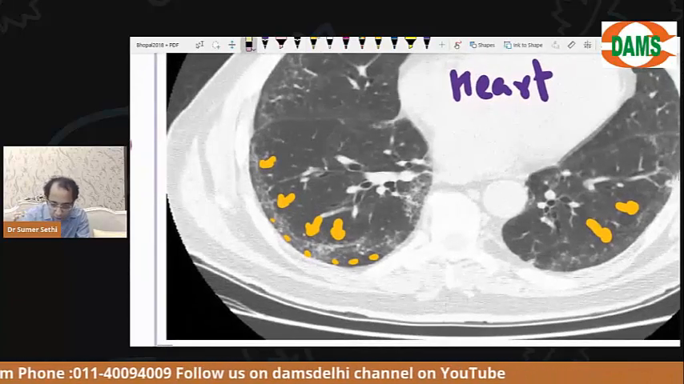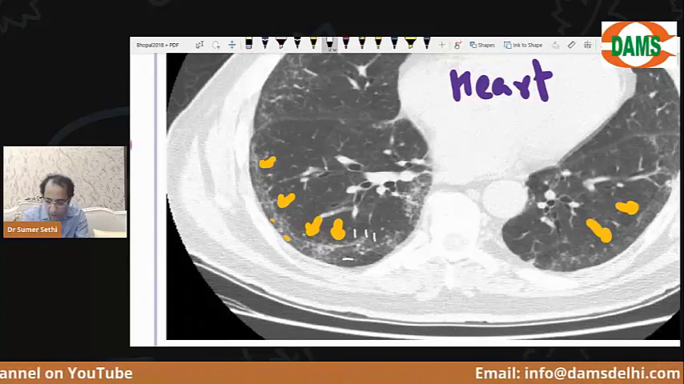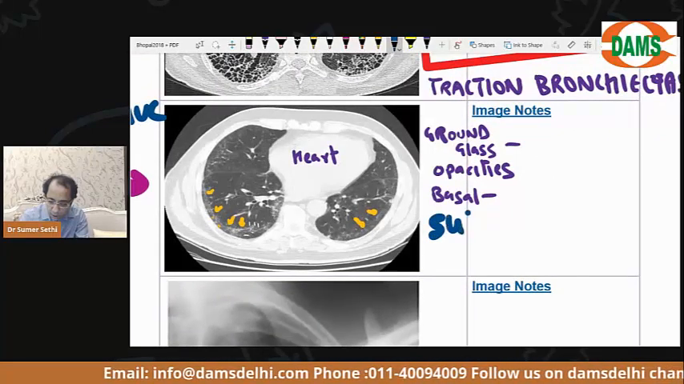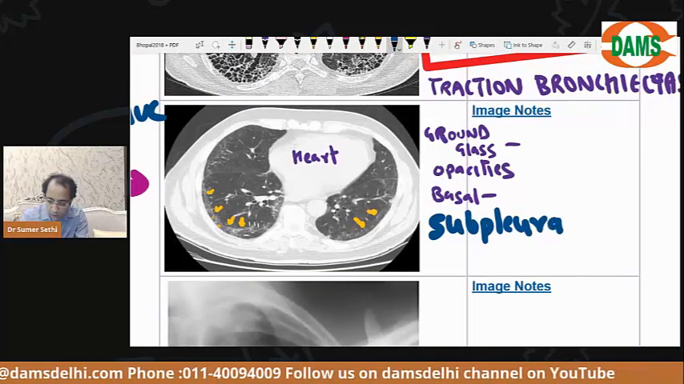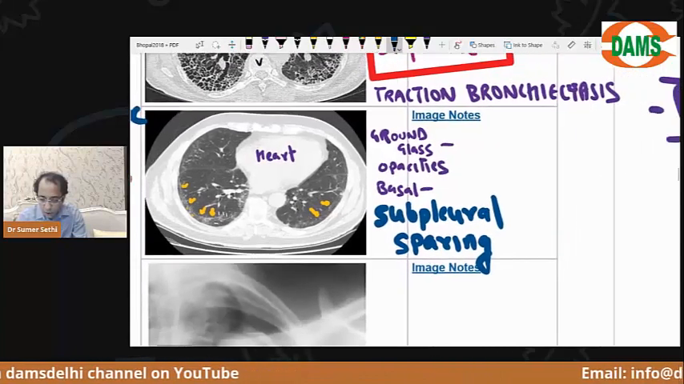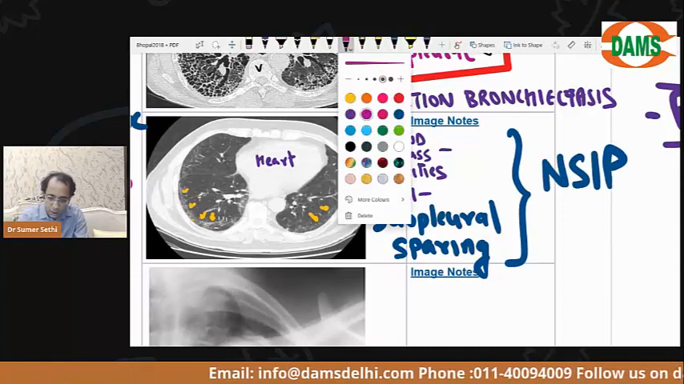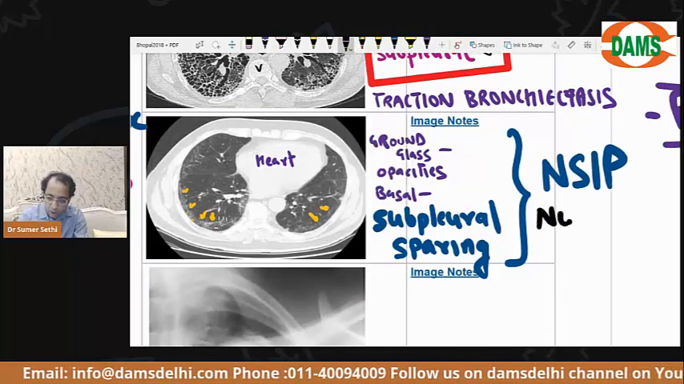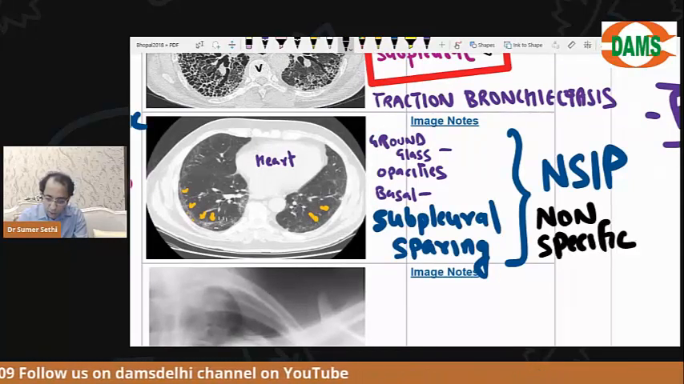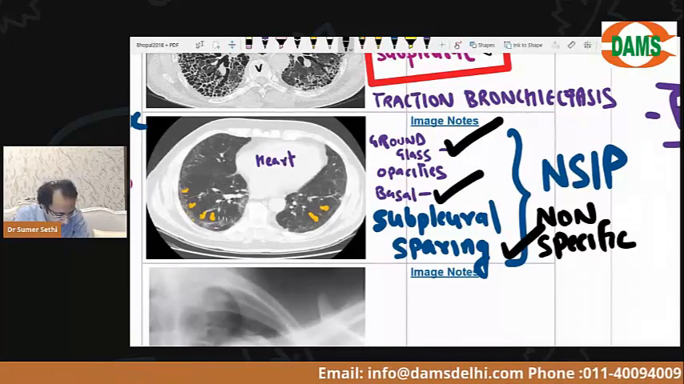प्लूरा के साथ में जो एरिया है वो नॉर्मल है. यहां पे देखें बच्चे, ये एरिया नॉर्मल है, उसके ऊपर बीमारी है. That means I am going to use a term, subpleural sparing. Okay, this is called as NSIP. What is NSIP? Full form? Non-specific interstitial pneumonia. Again, here you will have ground glass opacities, basal predominant, subpleural sparing, NSIP.